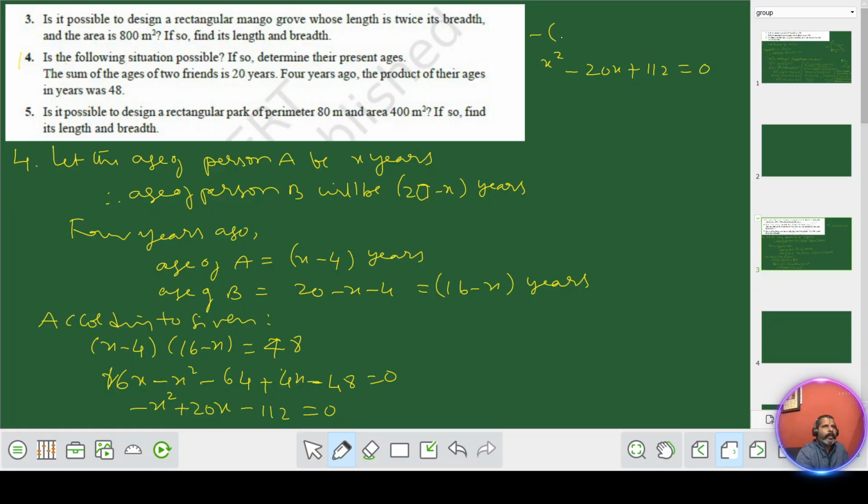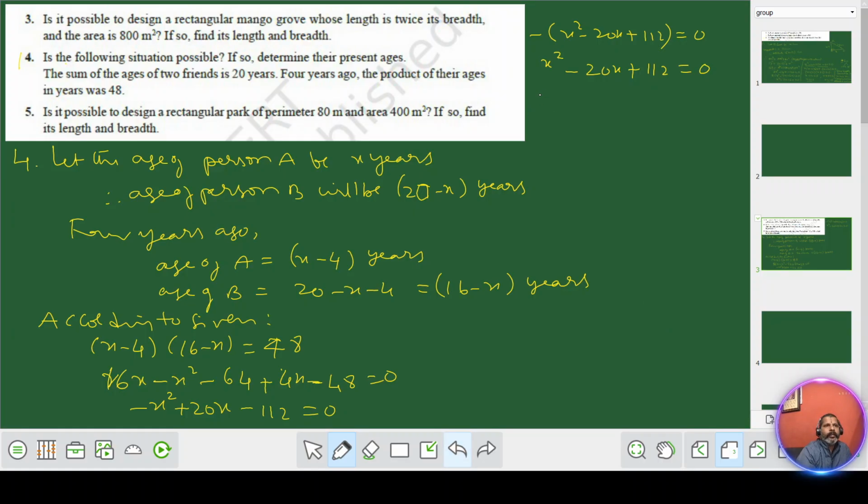How do you get this? Take minus common here: minus of x square minus 20x plus 112 equal to 0. Then transpose this minus to the right side, 0 by minus 1 is 0. Now 112 is the product of the first and third value. What is the factor for it? Okay, don't jump now and calculate the solution.